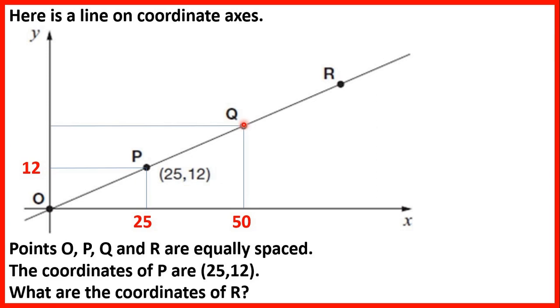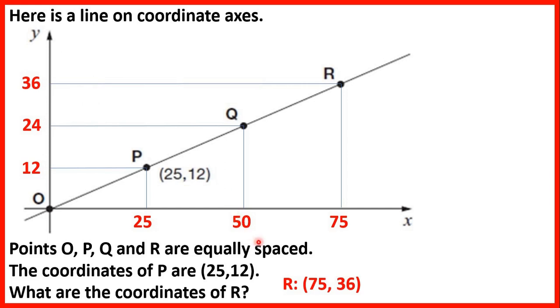And the y coordinate for point Q will be 24 because point O has a y coordinate of 0 and 0 plus 12 is 12 and 12 plus 12 is 24. So we can find the coordinates for point R because the x coordinate will be 25 more, so 25 more than 50 is 75, and then the y coordinate will be 12 more than 24, so 36. So point R has the coordinates 75, 36.